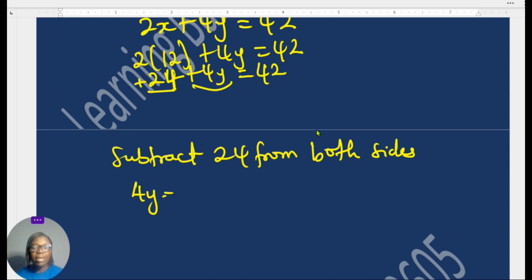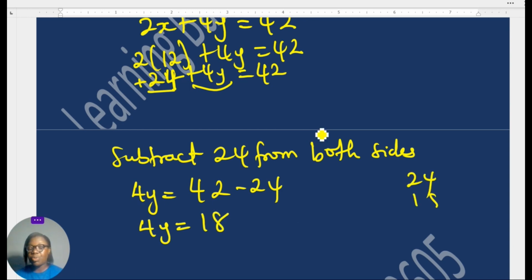So that will be 4y equals 42 minus 24. So 4y is equal to 18. Okay, so we have to confirm we are right. Will 24 plus 18 give us 42? 4 plus 8 is 12, 2 carry 1, so we have 42. That's correct. So 4y equals 18.